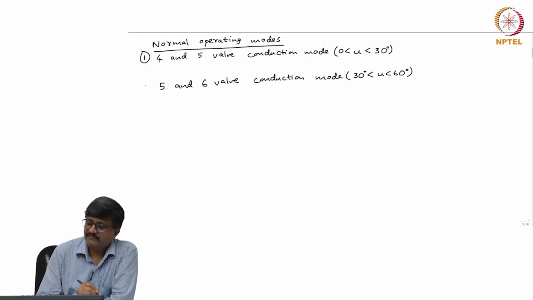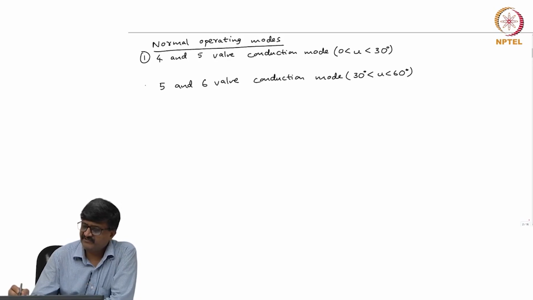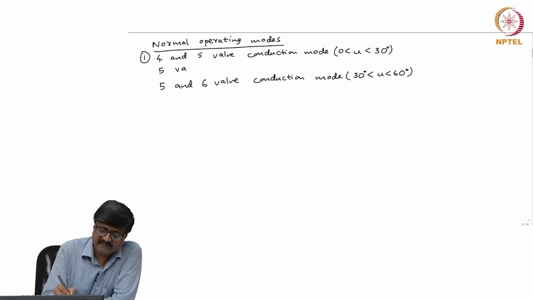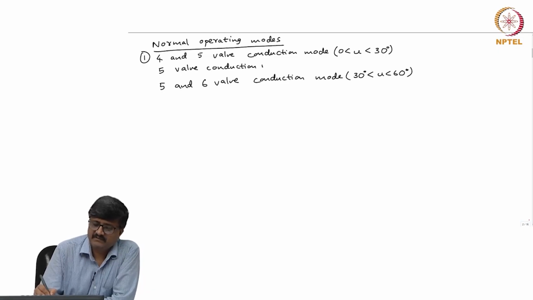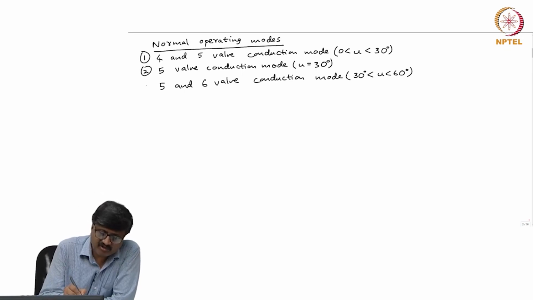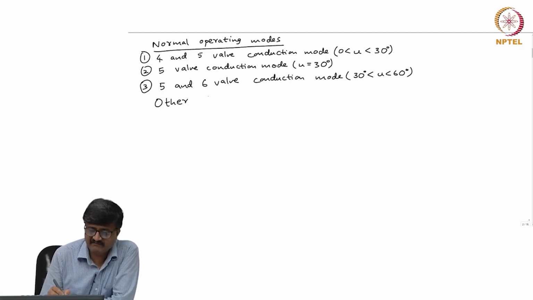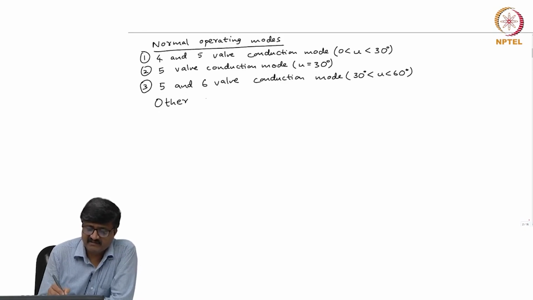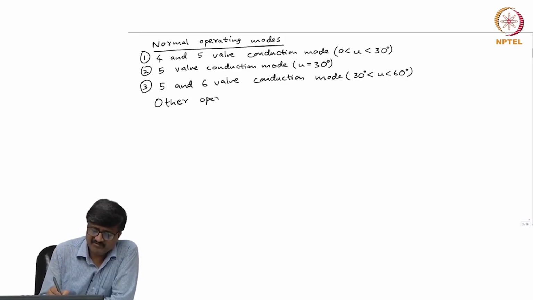There is a possibility of even 5 valve conduction mode, which is applicable if u is exactly equal to 30 degrees. So, 5 valve conduction mode, which corresponds to u equal to 30 degrees. So, these are the three normal operating modes. Of course, there are other operating modes corresponding to 3 valve conduction mode of the 6 pulse converter or 3 and 4 valve conduction mode of the 6 pulse converters.